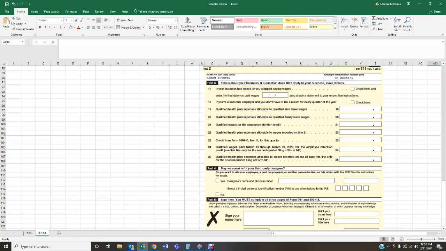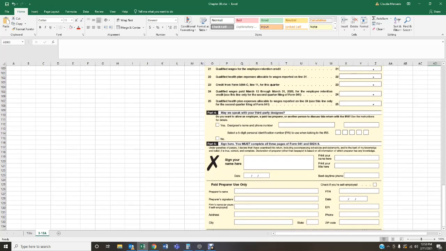Credit form 5884C, certified wages, qualified plan. So for part 3, which is to tell us about the business, none of the information provided applies to it. So we're going to leave all that section blank.